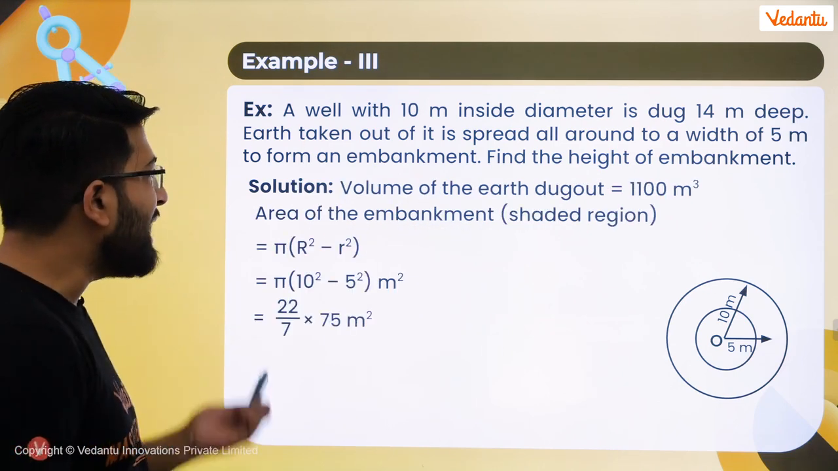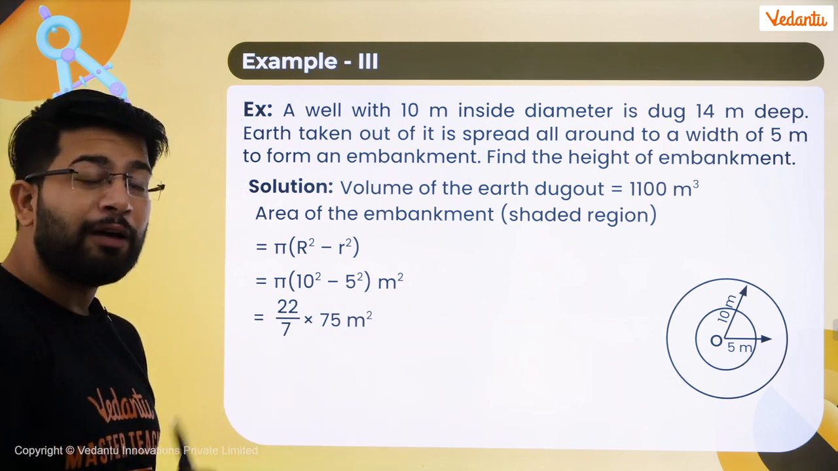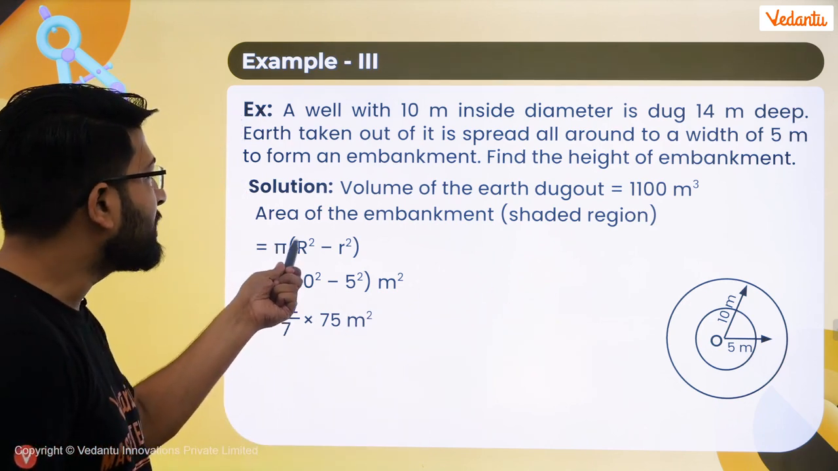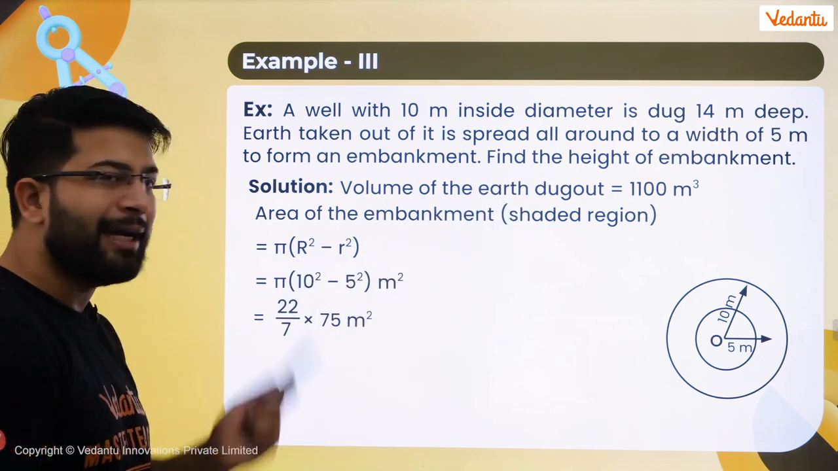Now, embankment, let's see. Embankment will be something like this. So area will be what? Volume will be what? Pi, capital R square minus small r square, the area. Height we have to find. Volume will be area into height.